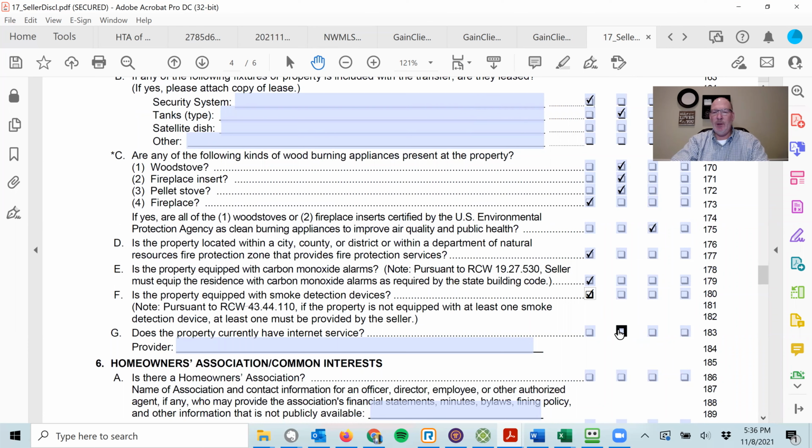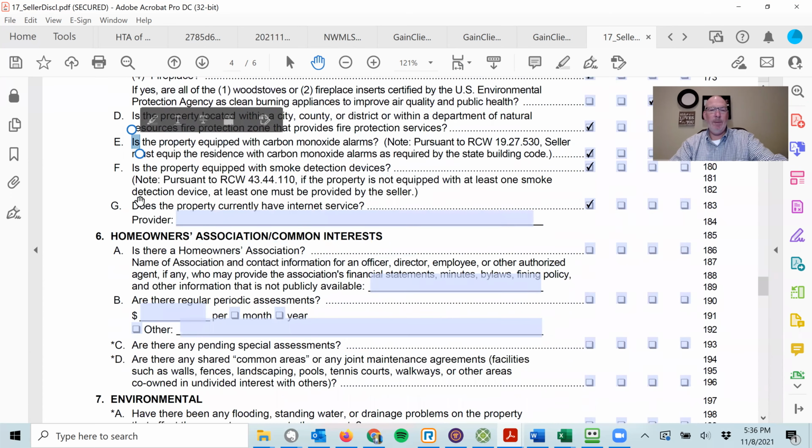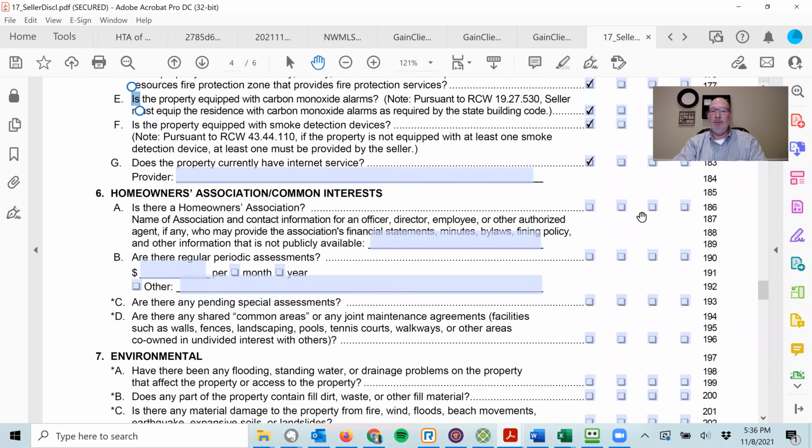That's one of the updates from August of 21. They're going to hopefully say yes. They're going to tell you who they have it through, right? Xfinity or whatever. Wave. Does it have an HOA? It either does or it doesn't. If it doesn't, then we got NA for all the HOA stuff, right?